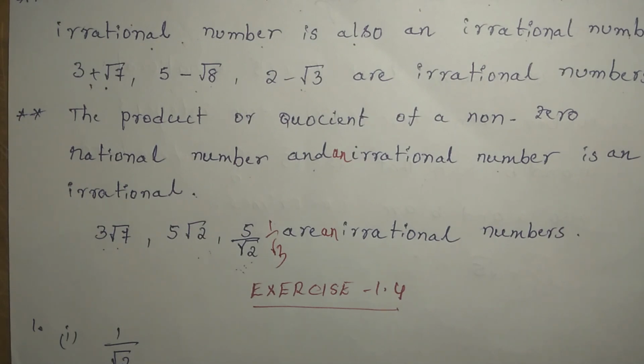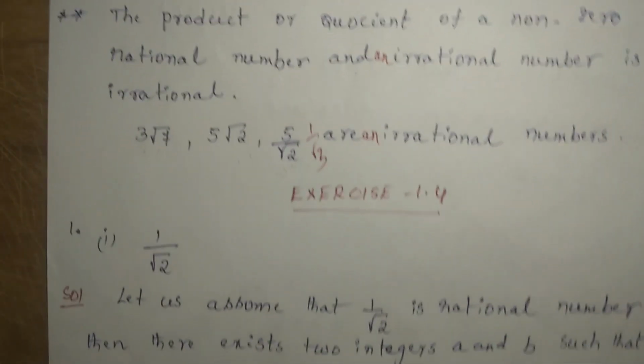So we can solve some problems from our textbook exercise 1.4. First problem: we take 1 by root 2. We have to prove 1 by root 2 is an irrational number. We already said that to prove any number is irrational, we follow one method, called the contradiction method. So now we will solve this problem using that method.